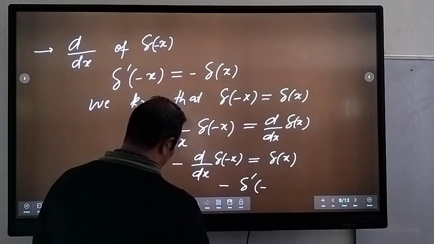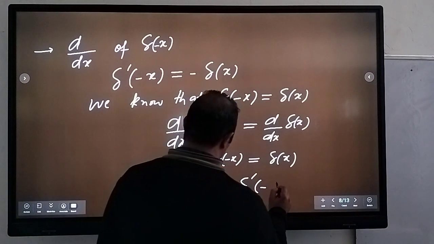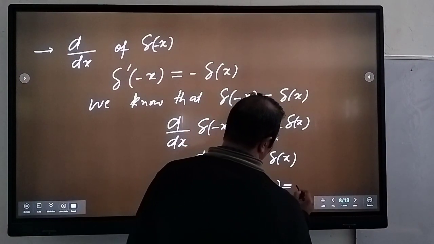That's right. So delta of minus x will be equal to minus delta of x.